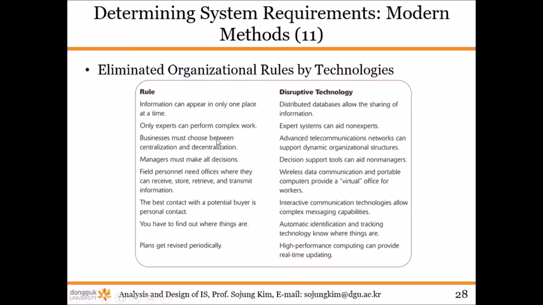And business must choose between centralization and decentralization. Advanced technologies networks can support dynamic organizational structure, right? So both, and managers support both, right? Managers must make all decisions. Business support tools can aid non-managers, right? And then field personnel need offices where they can receive, store, retrieve, and transmit information. Wireless data communication and portable computers provide a virtual office for workers.